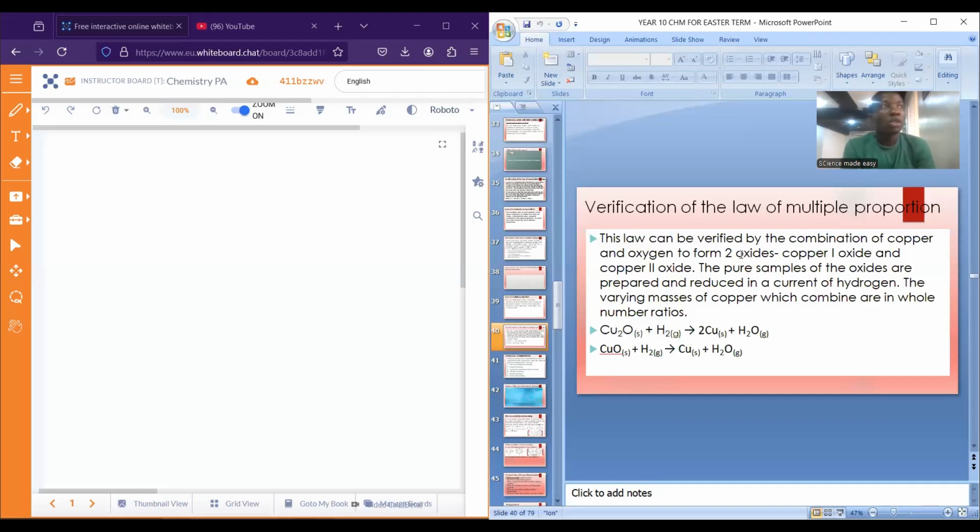Even if iron and oxygen combine together, normally we can have iron(II) oxide, we can have iron(III) oxide, and we can even have iron(IV) oxide. So that means it gives us more than one chemical compound. So that is what they are trying to tell us there.